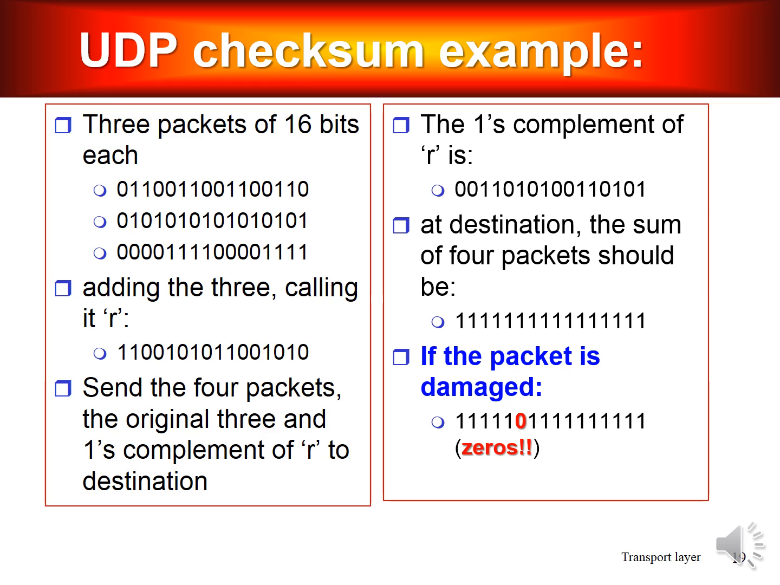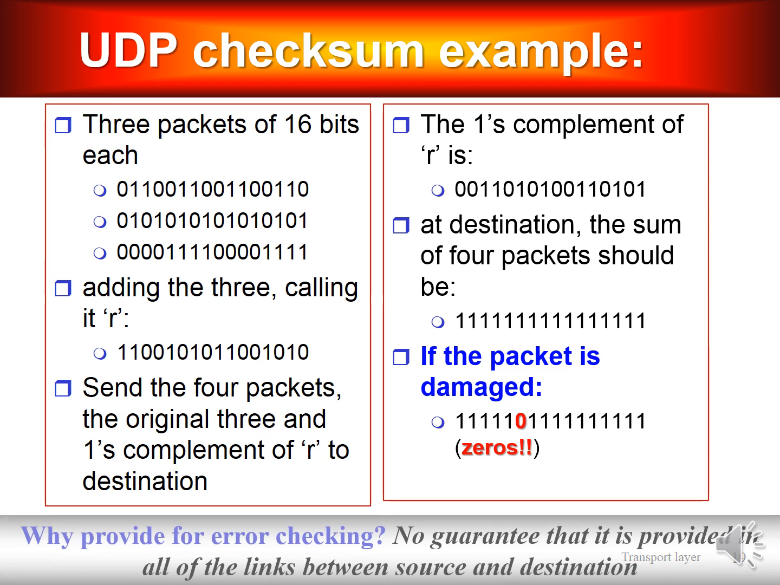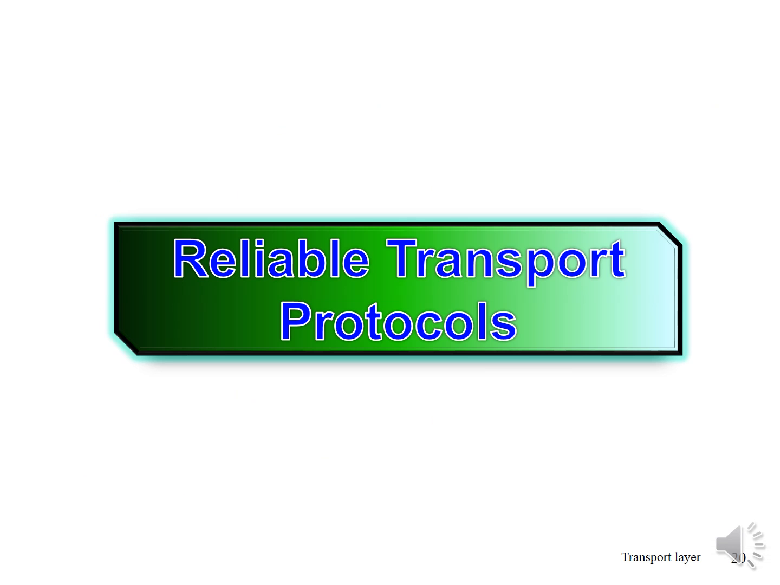UDP checksum example: take 3 packets of 16 bits each. Add the 3 and call the sum R. Send 4 packets, the original 3 and the one's complement of R, to the destination. At the destination, the sum of the 4 packets should be all ones. If a packet is damaged, a 0 will show up. So why provide for error checking? There is no guarantee that error checking is provided in all the other links between the source and the destination.